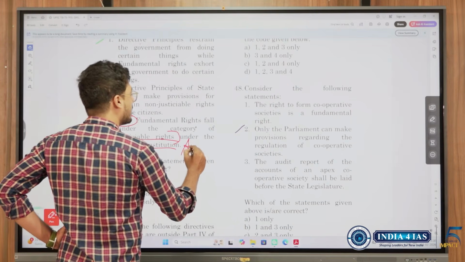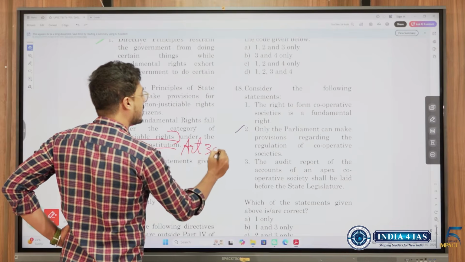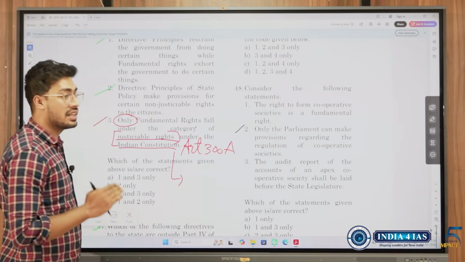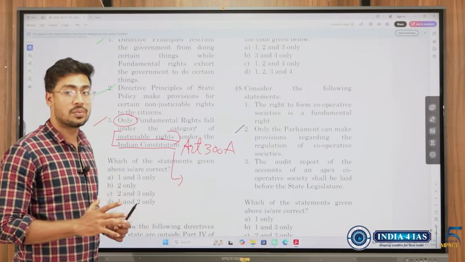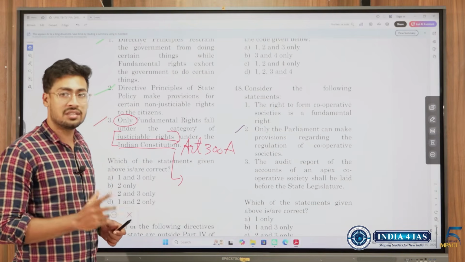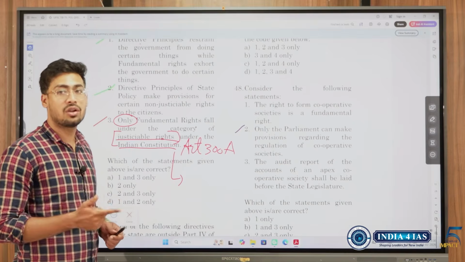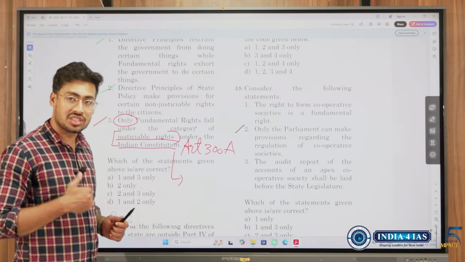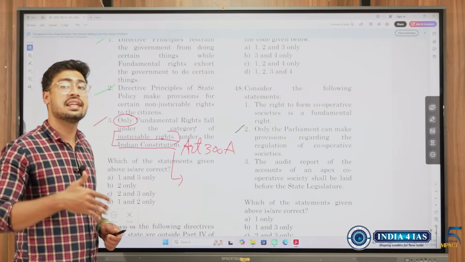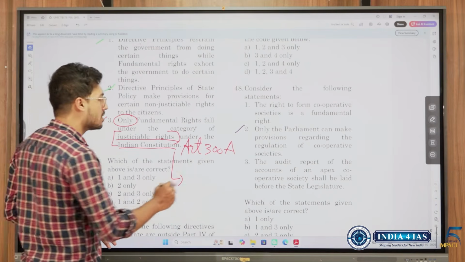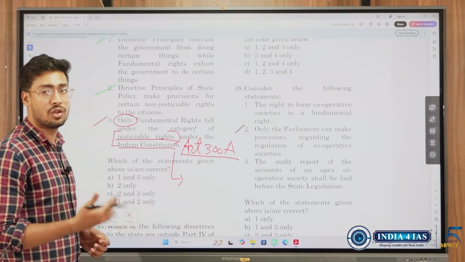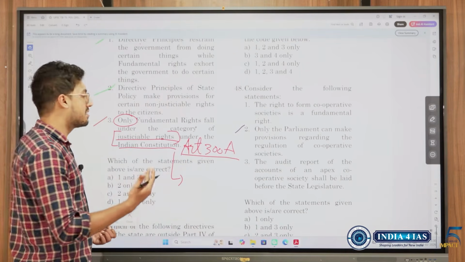Article 300A, the right to property, is justiciable, and so is Article 326. Article 300A is justiciable, but it is not a fundamental right. It means if someone is deprived of the right, he cannot directly approach the Supreme Court or the High Court. He will have to first go to a subordinate court, then the High Court, and then the Supreme Court. But justiciable means not just Supreme Court or High Court. Justiciable means he could go to any court for the realization of the rights.